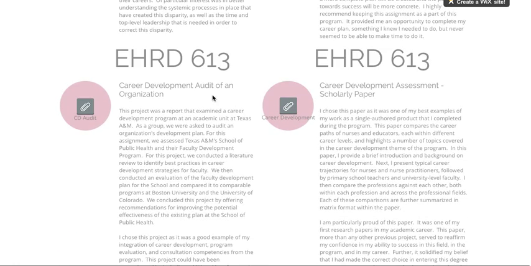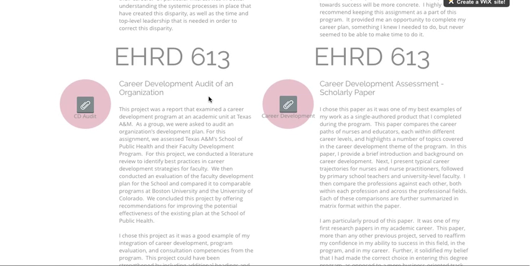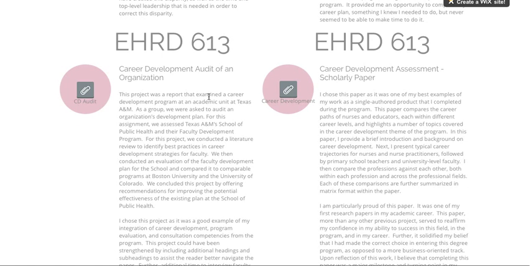From EHRD 613, I selected 2 pieces to emphasize: the Career Development Audit and the Scholarly Paper. The CV audit focuses on assessing Texas A&M School of Public Health's faculty development program. And the scholarly paper compared career paths for nurses with educators to determine if there were any similarities between the 2 paths.